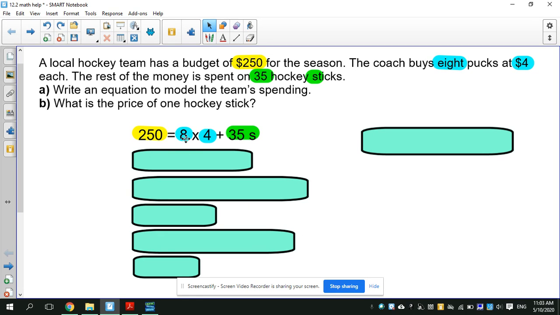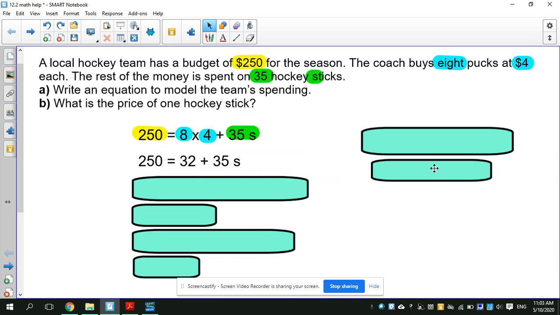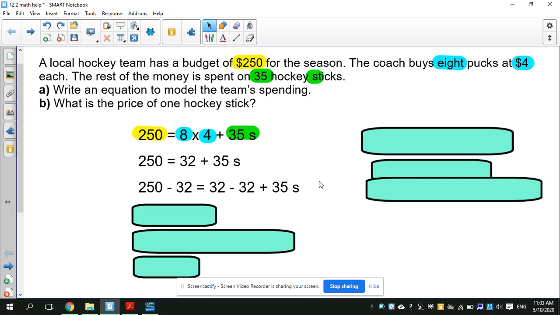So remember, order of operations, we are going to start with our multiplication first. So we have 8 times 4, 32. And then we still have our 35s and then our 250 on this side of the equation. So what I want to do now is I want to get rid of this 32 on this side of the equation. So what I'm going to do is I'm going to subtract 32. That gets rid of 32. That leaves me with 0.